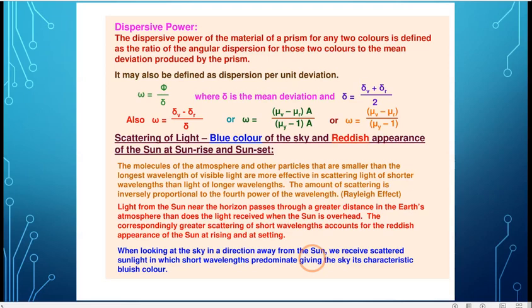Light from the sun near the horizon passes through a greater distance in the Earth's atmosphere than does the light received when the sun is overhead. The correspondingly greater scattering of short wavelengths accounts for the reddish appearance of the sun at rising and at setting. When looking at a sky in the direction away from the sun, we receive scattered sunlight in which short wavelengths predominate, giving the sky its characteristic bluish color.